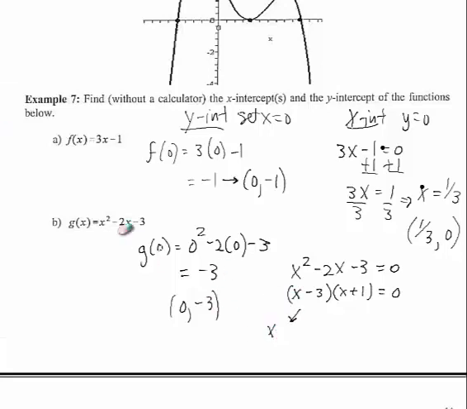I would get x minus 3 equals 0, and I'd get x plus 1 equals 0. Add 3 to both sides. There's one of my x-intercepts. Subtract 1 from both sides. Here is another. And so in this case I have two x-intercepts, and their coordinates are 3, 0, and -1, 0.